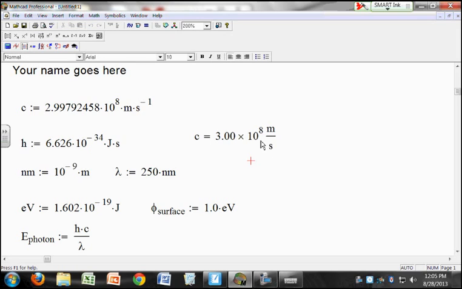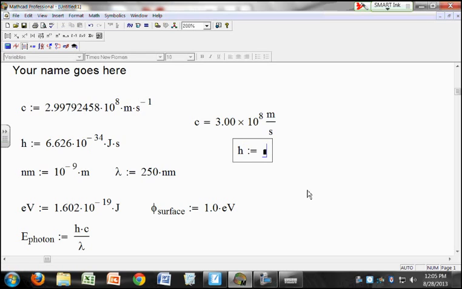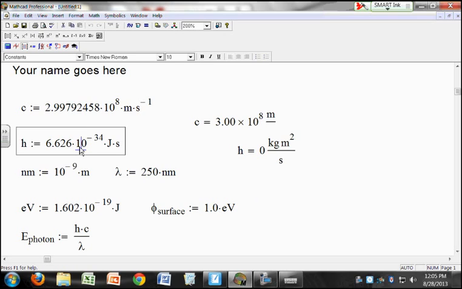3 times 10 to the 8 meters per second. Now what about H? H equals, I'll define H. So if I want Mathcad to tell me what H is, I'll say H equals, and it gives me 0. Why is that? By default, Mathcad shows anything that is less than 10 to the negative 15 as 0, and what you have here is 10 to the negative 34. So that's less than 10 to the negative 15.